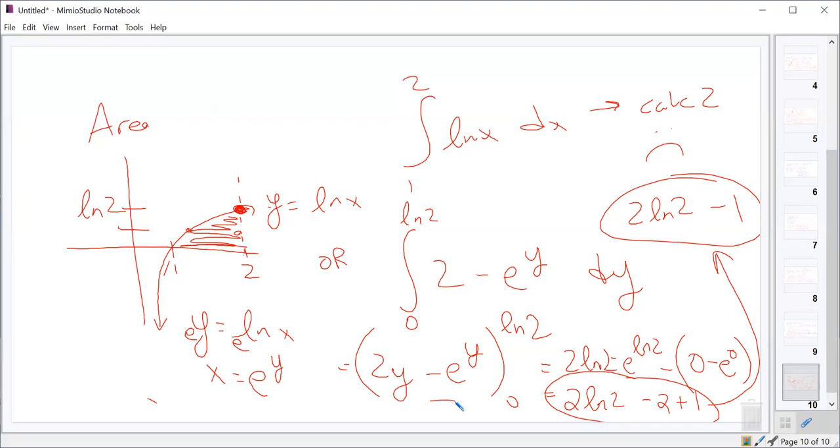Good or no? Is that what you were wanting to do? Was doing it in terms of y like that? Yeah, but it's still a little bit confusing. Let's do another one. Okay, good.